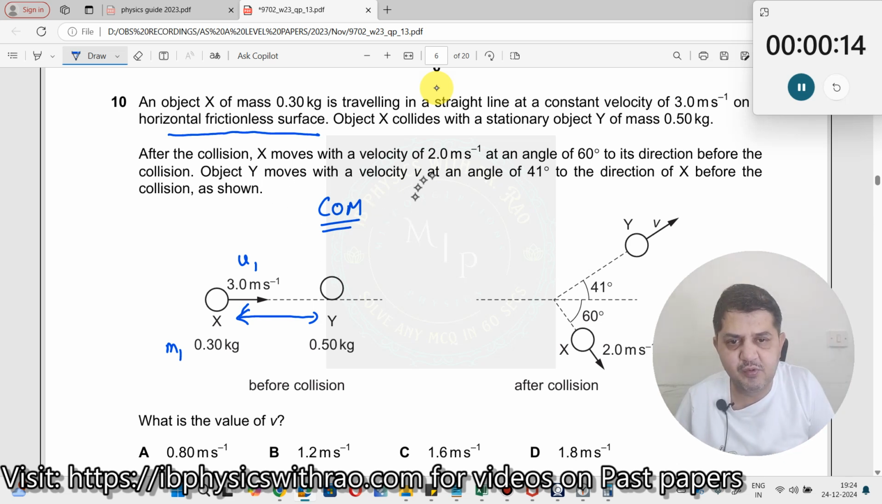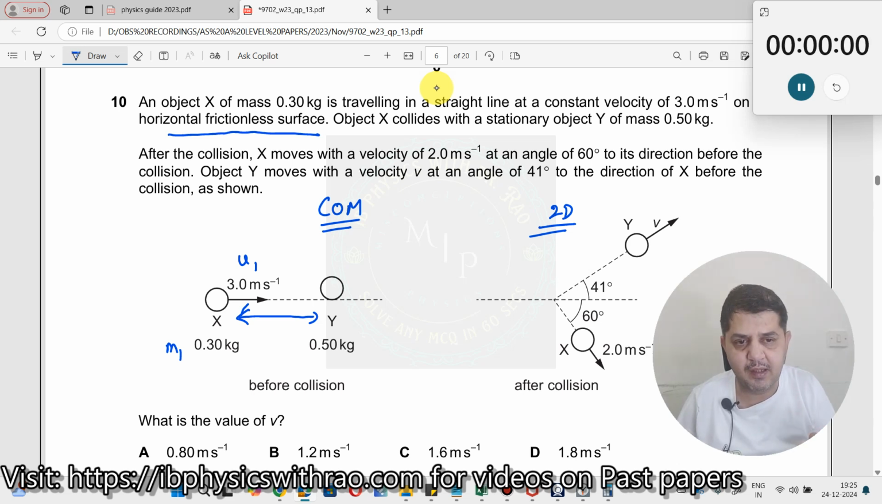After the collision, x moves with the velocity of 2 meter per second, and y moves with the velocity of v at an angle of 41 degree to the direction of x before the collision. What kind of collision is this? This is a two-dimensional collision. Now what is so special about a two-dimensional collision?